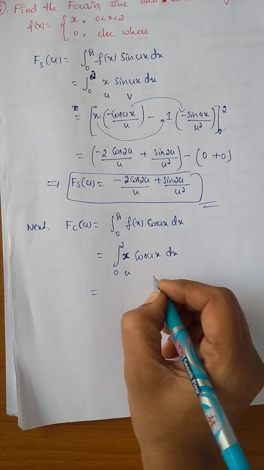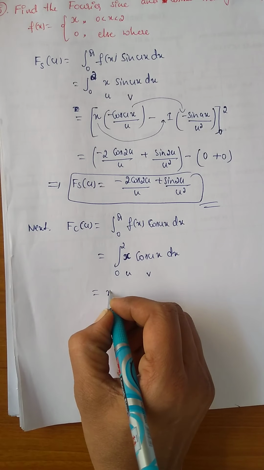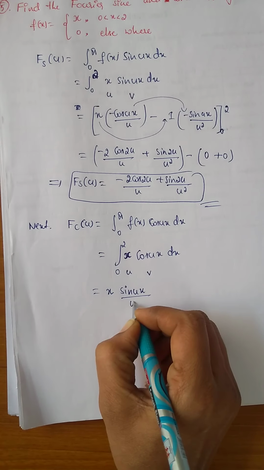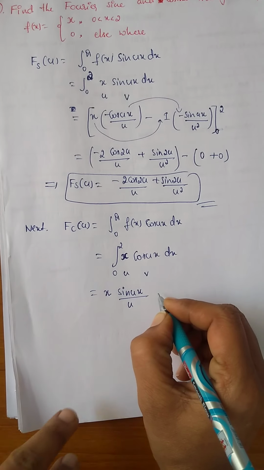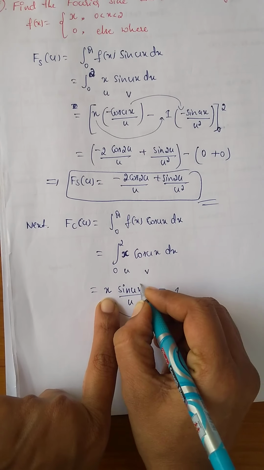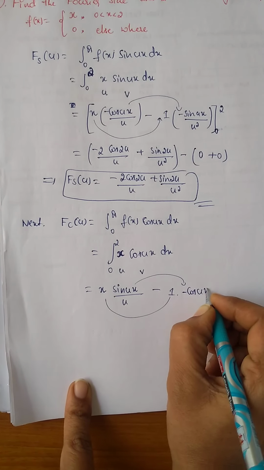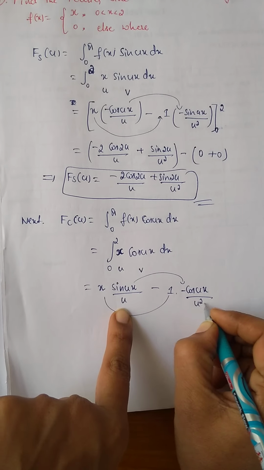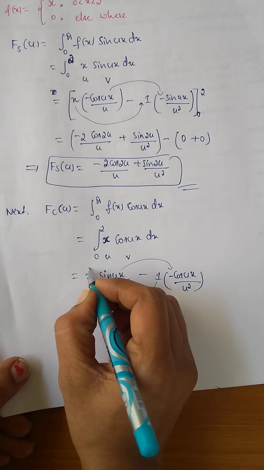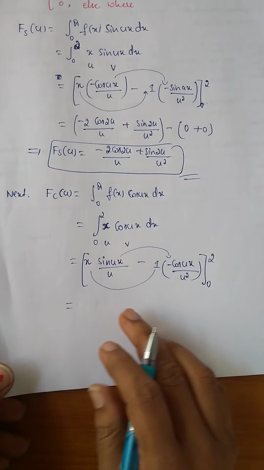The first function u is x and the second function v is cos ux. Using Bernoulli's, first function times the integration of the second function: the integration of cos ux is sin ux by u. Then minus the differentiation of the first function, x differentiates to 1, times the integration of the second function, sine integrates to minus cos ux by u, and with the previous u we get u square. The next term is 0 because the differentiation of 1 is 0. Stop the Bernoulli's procedure and apply the limits 0 to 2.